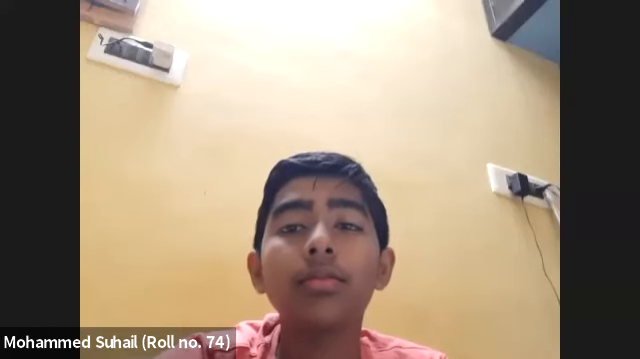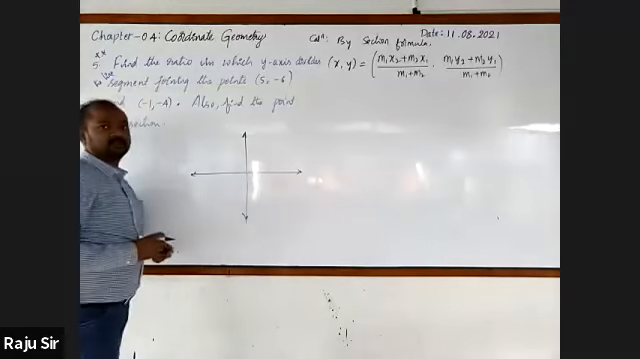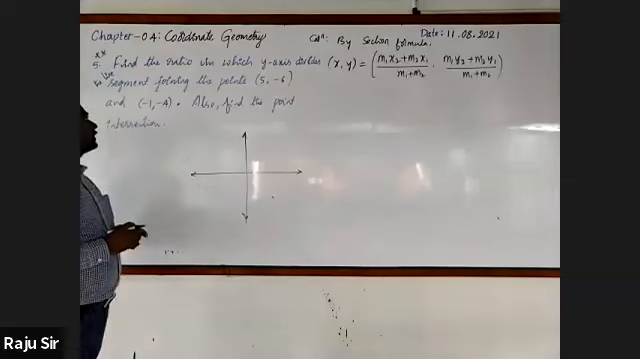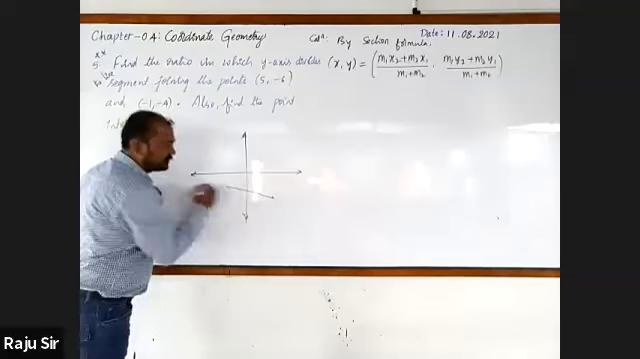X-axis. This is the y-axis. The point (5, -6): in which quadrant does it lie? Fourth quadrant. Then another one, (-1, -4): third quadrant. Here I am joining the points.